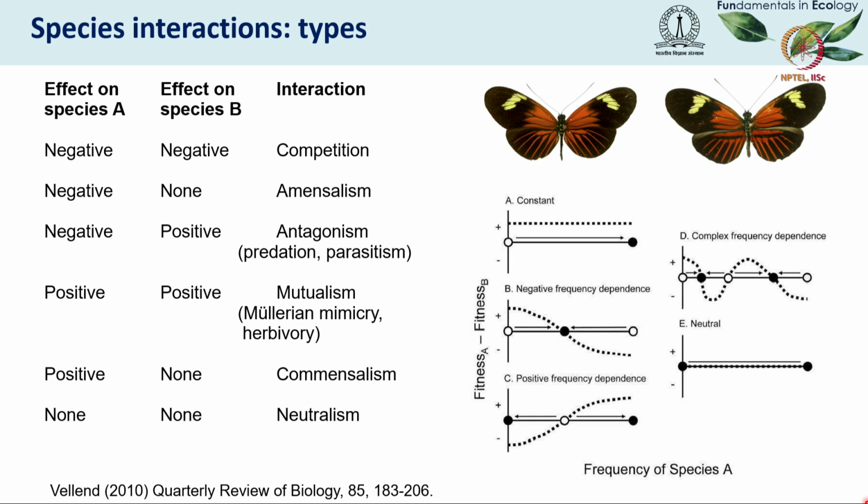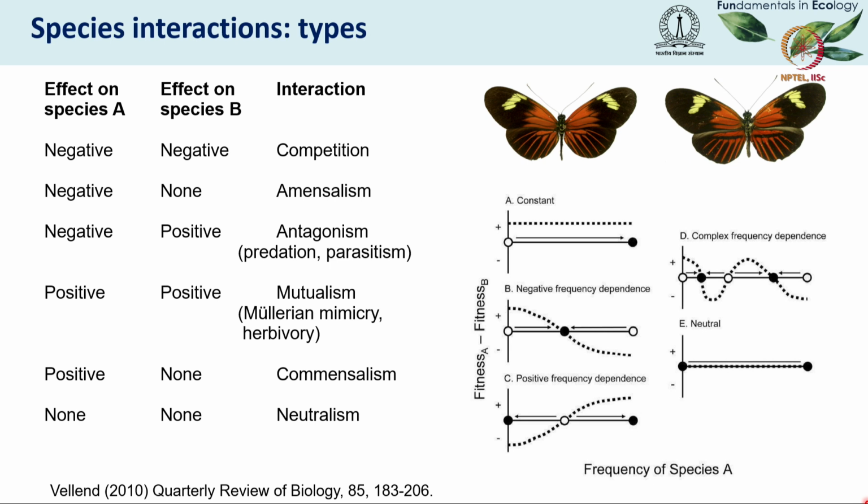If you look at a pair of species, species A and species B, and you ask what effect species A has on species B, and vice versa, what effect species B has on species A, then depending on whether the effect that a species has on the other is positive, negative, or neutral, that it does not have any effect on the other species, we can classify species interactions into various types.